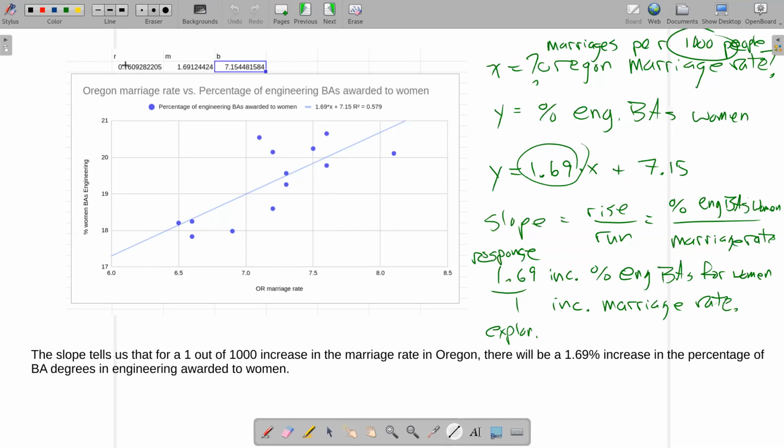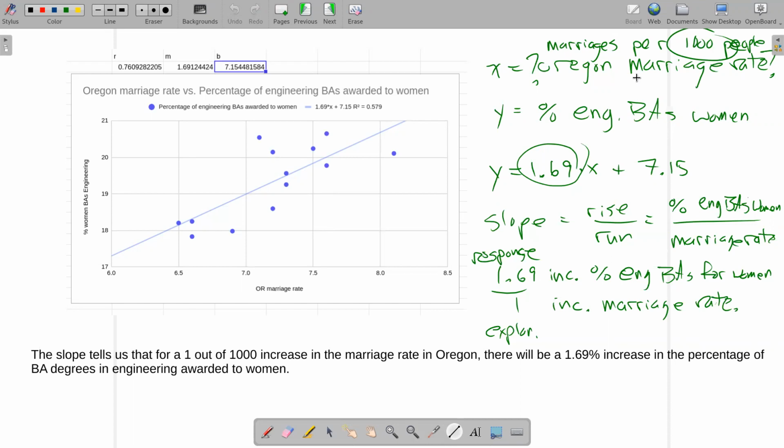So I said, well, why not find a model here? So I did. I told the computer to give me the slope and the Y-intercept, and I have that graphed here also. X value, what is a marriage rate? I had to look that up. It's not a percentage, it's the marriages per 1,000 people. So if the marriage rate is 7, that means there were 7 marriages per every 1,000 people in that area.